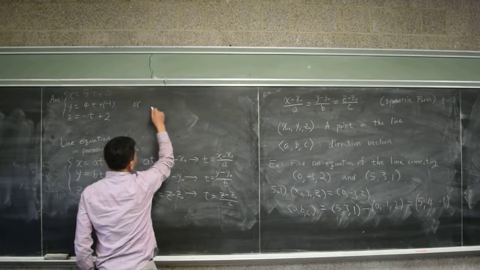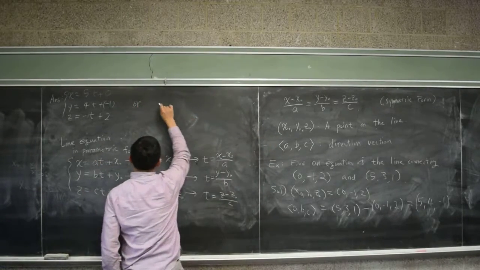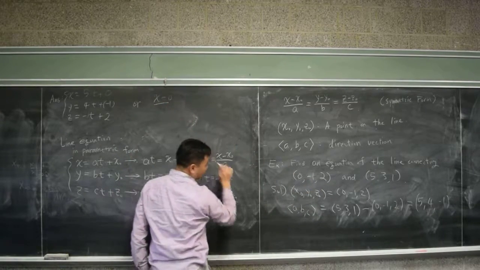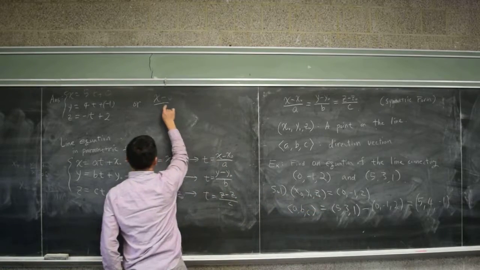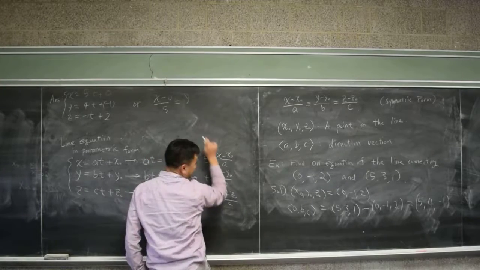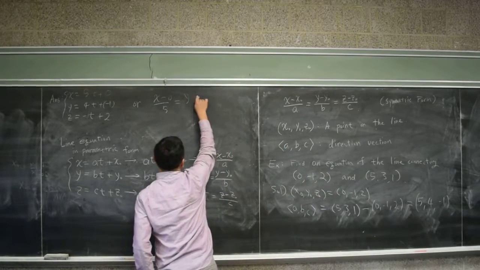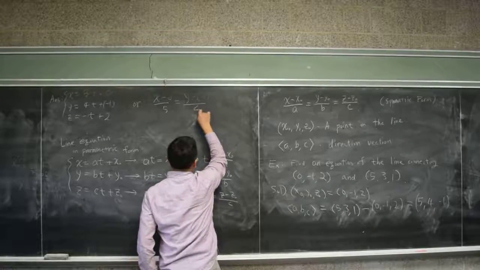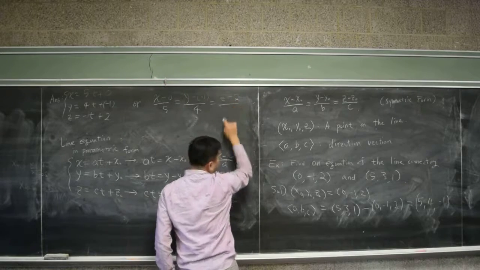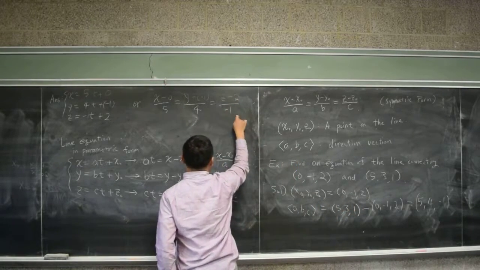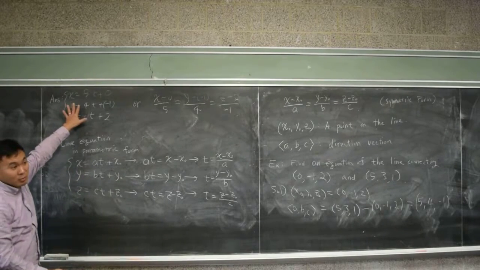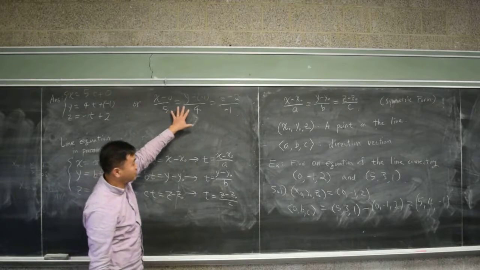Or you can write it in the symmetric form, which is x minus x naught, which is 0, over a, which is 5, equals y minus y naught. Y naught we chose it to be negative 1, so it's y minus negative 1, over 4, equals z minus 2 over negative 1. So both are correct answers. This one is parametric form. This one is the answer in symmetric form.